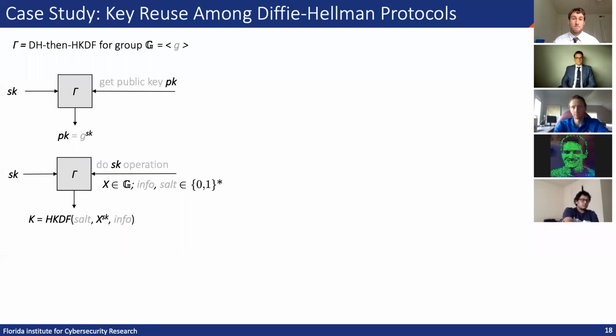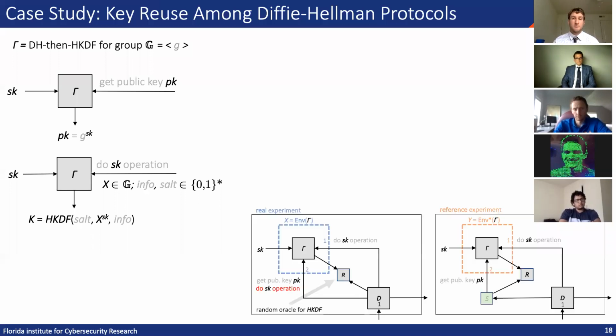Now the API takes as input an arbitrary group element X and computes the Diffie-Hellman shared secret between X and the API's public key, that is X to the SK. And then it derives a symmetric key and outputs it. Now, HKDF is a particularly common choice for key derivation function here, hence the name DH then HKDF. Along with the shared secret, this function takes as input a salt string and an information string, the semantics of which will vary from protocol to protocol.